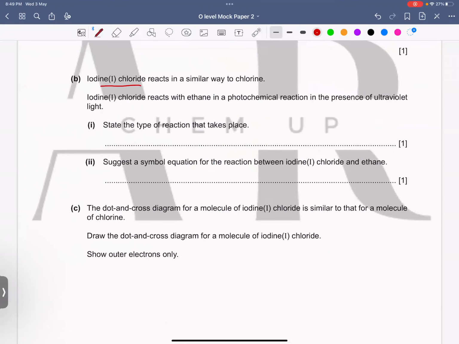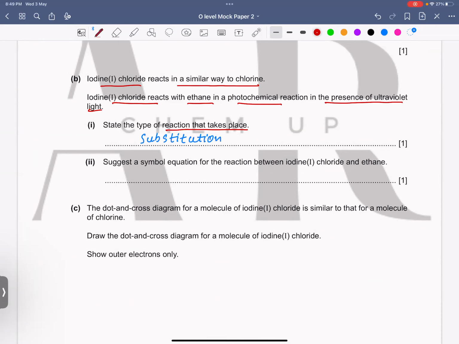Iodine(I) chloride reacts with ethane in a similar way to chlorine. Iodine(I) chloride reacts with ethane in a photochemical reaction in the presence of ultraviolet light. State the type of reaction that takes place. Can anybody recall the reaction of an alkane with halogens? It's a substitution reaction. Very good.